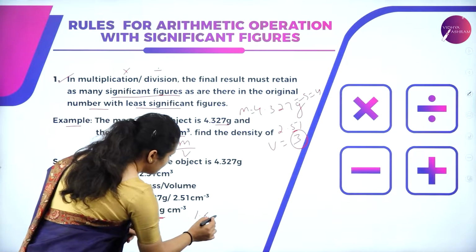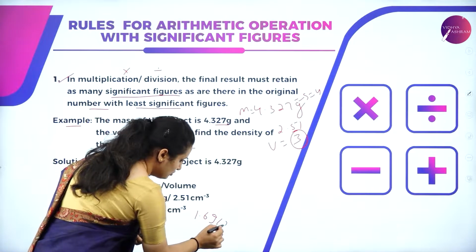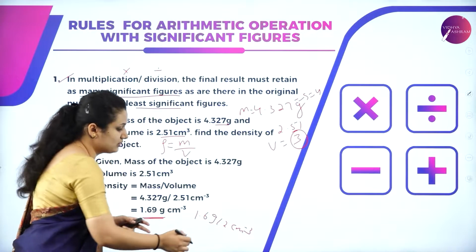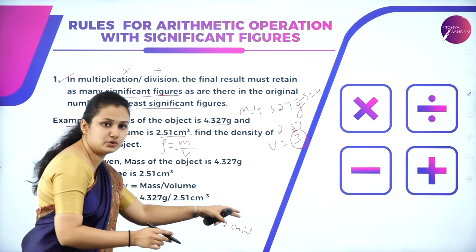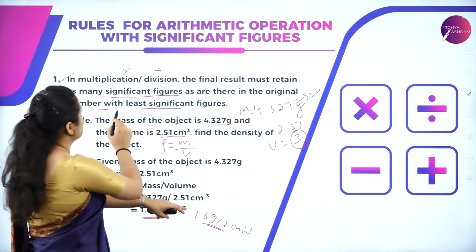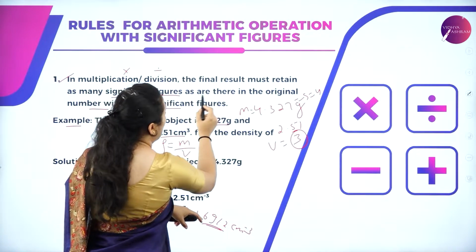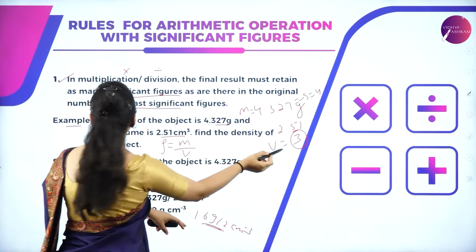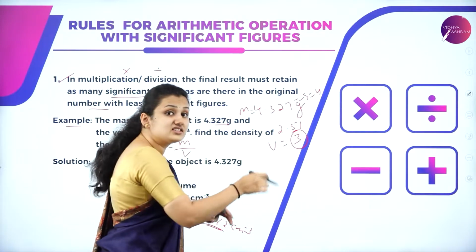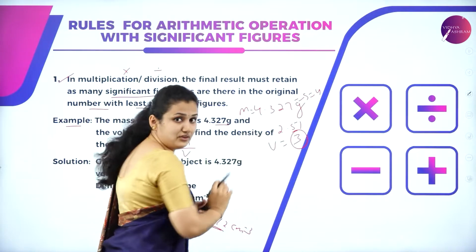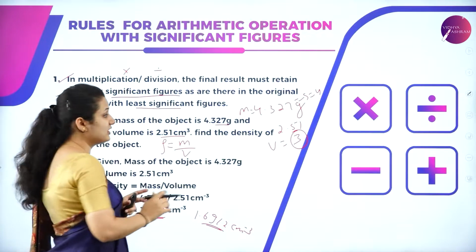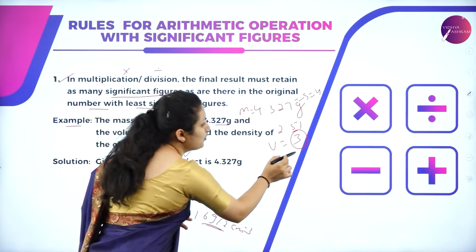It is 1.6912 something centimeter cube. You will have still more digits. For example, 1.6912. When you calculate, you will get this value. So, what does the rule say? The significant figures should be as many as there are in the original number with the least significant figures. For mass and volume, which has the least significant figures? Mass has 4 significant figures. Volume has 3 significant figures. Which has the least among these original values? It is volume, with 3.